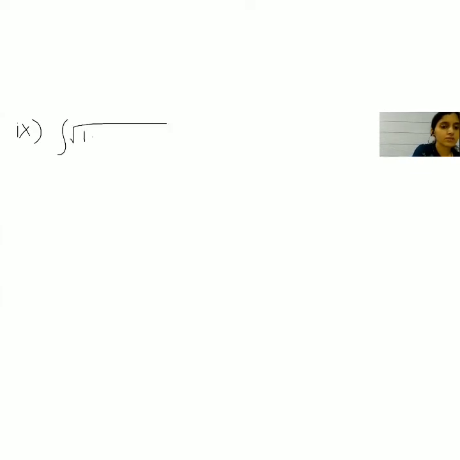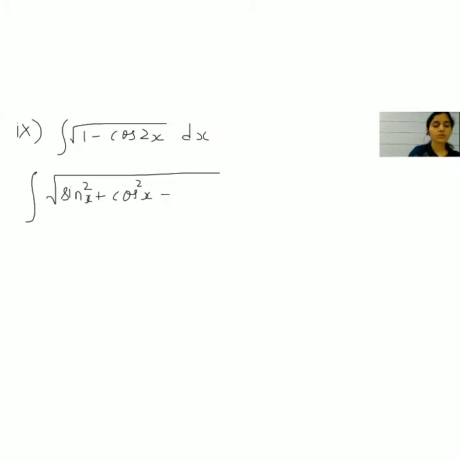Root of 1 minus cos 2x. Okay, so let us do this. What will we get? We'll use the same formula for cos 2x. It is integration of sin square x plus cos square x, minus, what is cos 2x? We have cos square x minus sin square x, right?